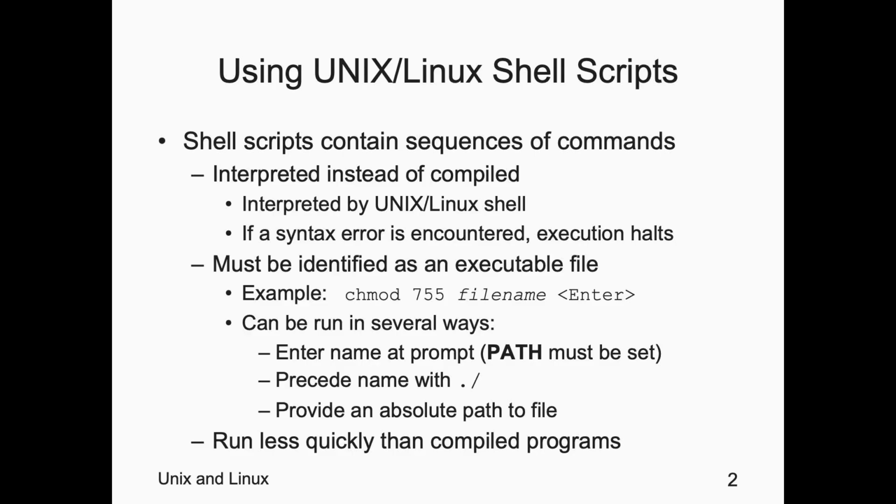Also, to run a shell script, you need to make sure that it's executable. For example, you might run chmod 755 and then the file name, which will make it executable. And then you can run it in a few ways. The first one is just by its name if it's in your path. The second way is by typing a period, forward slash, and then the name of your shell script, .sh. And the third way is simply by typing the absolute, or full, path to your shell script.